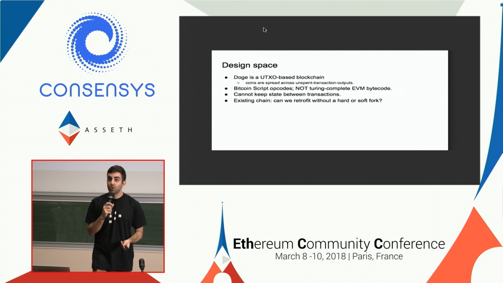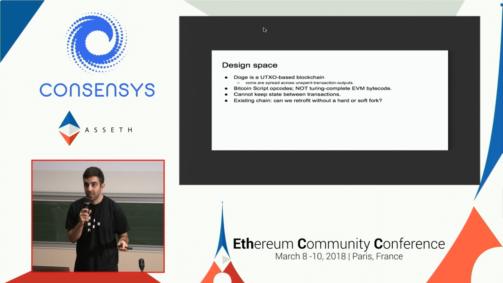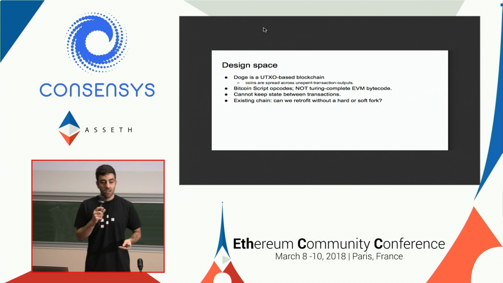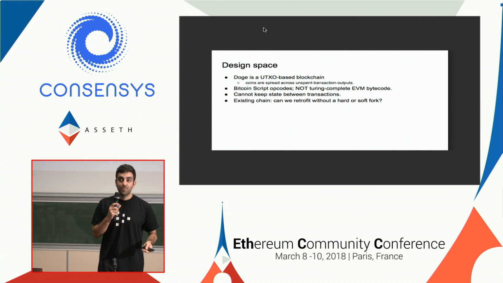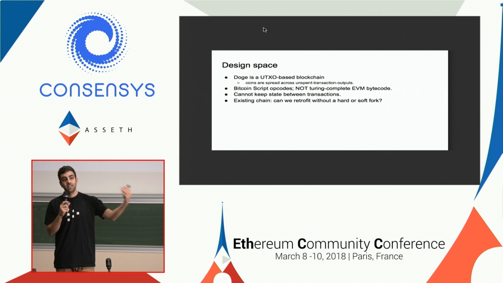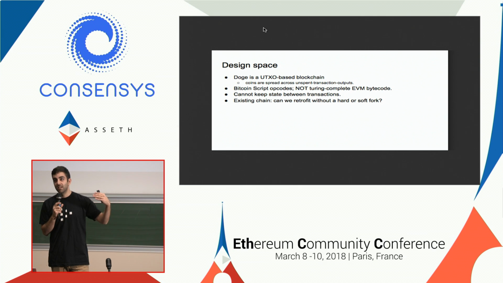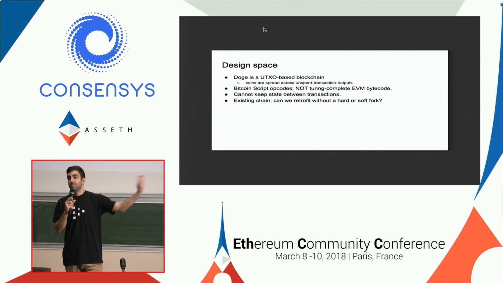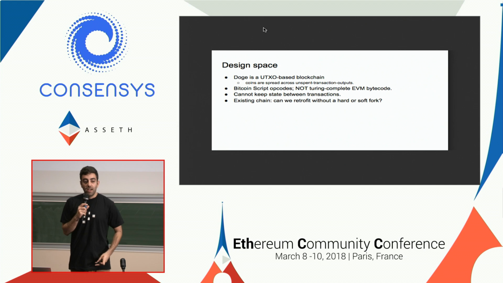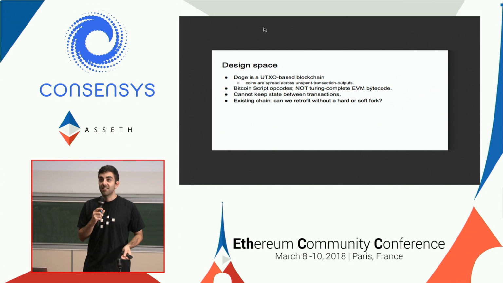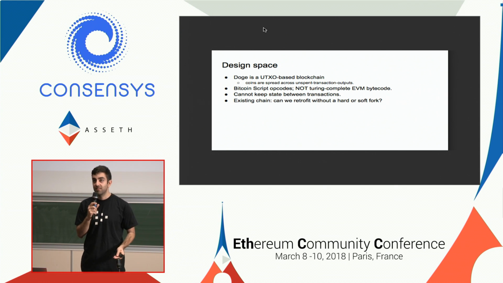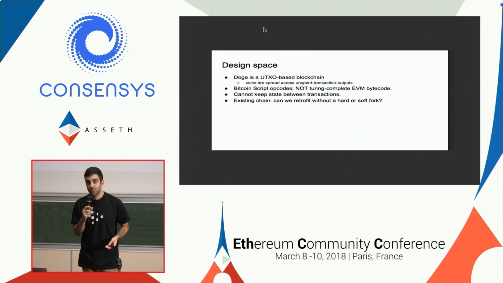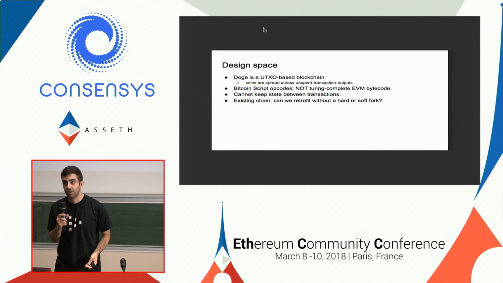The actual programming language that you're working with is a fork of Bitcoin script. So you don't have the Turing-complete VM that we have in Ethereum. You can't keep state between transactions, so all the data that you pass in needs to come in at once and then either enable you to spend that UTXO or not. And Doge is an existing chain, so whatever we come up with needs to be practical. It can't really involve a hard or a soft fork.